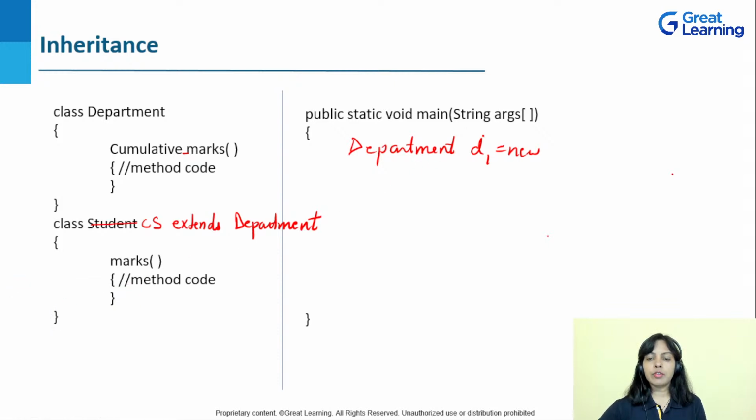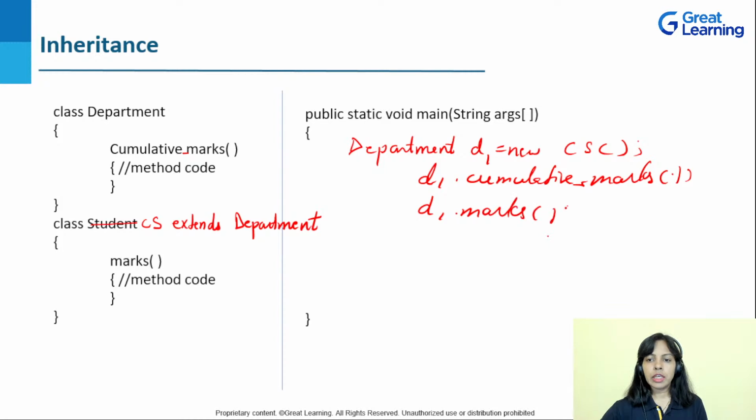Now suppose I have used a reference of parent class, that is department D1 equals new, and here I am using the constructor of child class. And then if I call D1 dot cumulative marks and I call D1 dot marks, is there any error or will it run fine? Or is there any error in this line, first line itself? No error. Both will be called properly. Shravani has answered no error. Others?